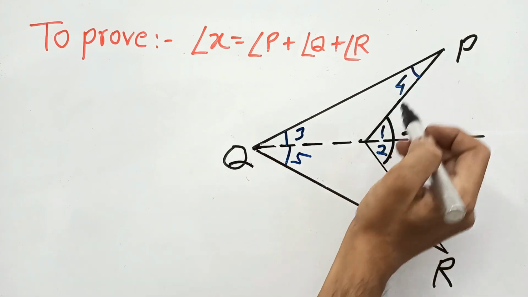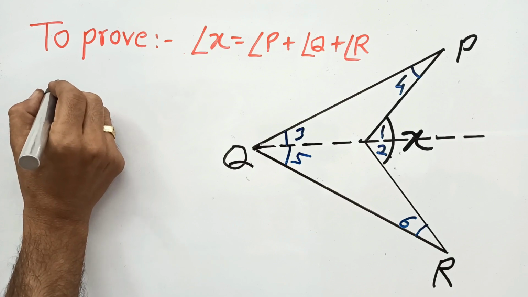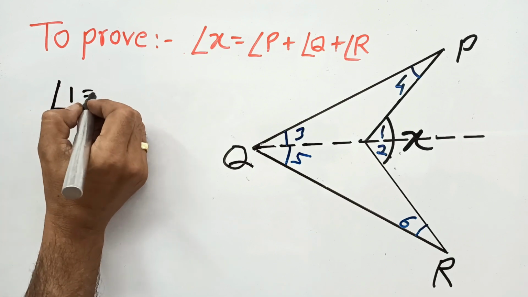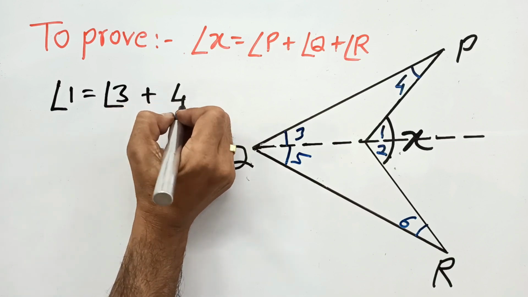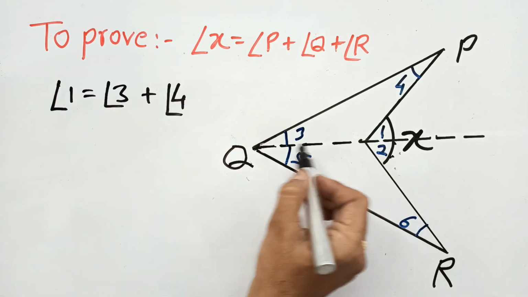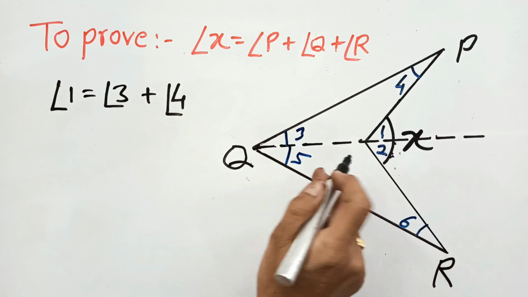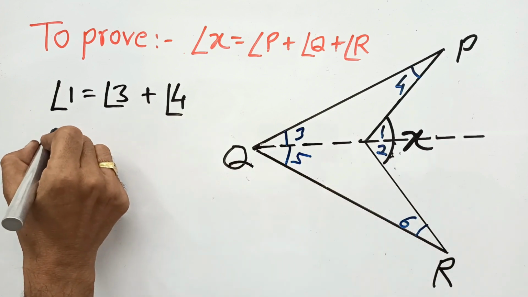In this triangle, using the exterior angle property, angle 1 is equal to angle 3 plus angle 4. Similarly, in this triangle, exterior angle is 2, interior opposite angles are 5 and 6.